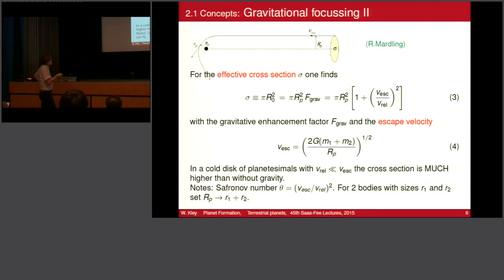And then we can see in a cold disk of planetesimals, when the relative velocity is very small relative to the escape velocity, the cross section can be very much enhanced over the geometric cross section. Okay. Some people define this, just terminology, Safronov number. You may have seen this, or you will see this sometimes. It's just this ratio here, basically. And if you have two bodies with different sizes here, if this one has also a finite size, you just replace Rp with the sum of the two radii, and then you have also the general case. Here we have assumed that this incoming body is very small in comparison to the size of this body here. So we can see, if gravity operates, we can enhance the geometric cross-section considerably, and this will lead, or can lead, under good circumstances, to a runaway growth of the objects. And this is very important in the following.